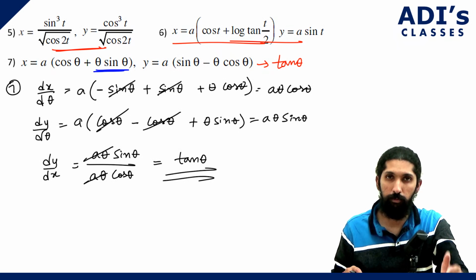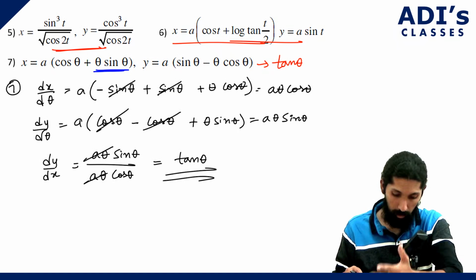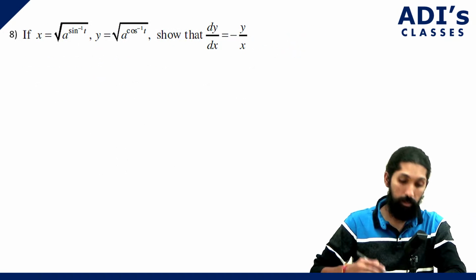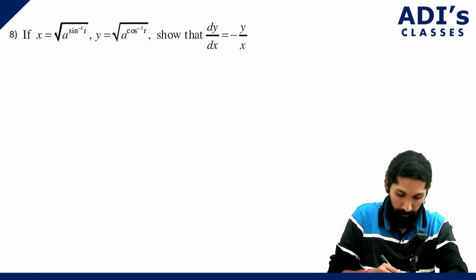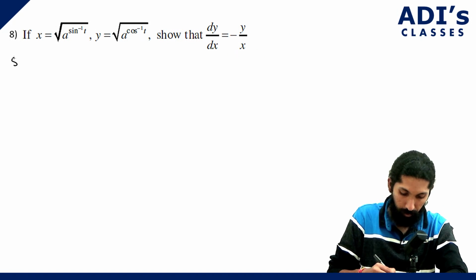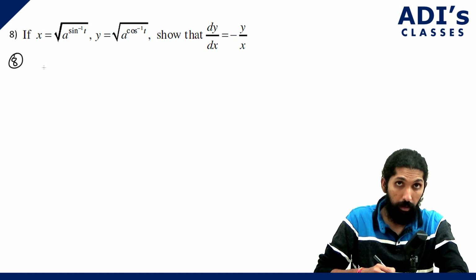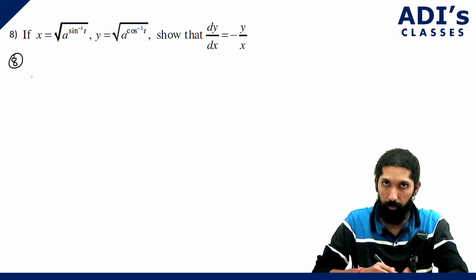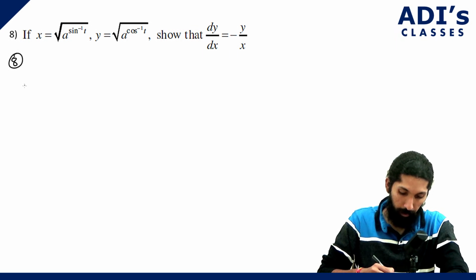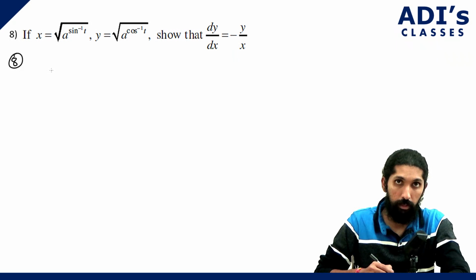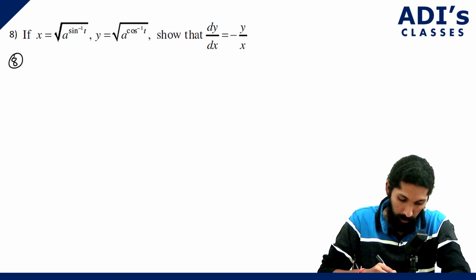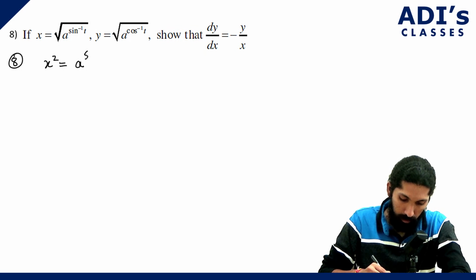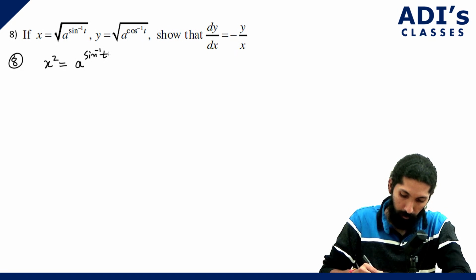The next one is more like a proving sum. Let's look at the eighth one. You have x is equal to root of a power sine inverse of t. Alright, no problem. Now what we can do is square on both sides. In the sense, x square is equal to a power sine inverse t, y square is equal to a power cos inverse t, right?